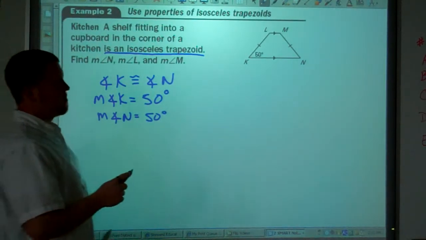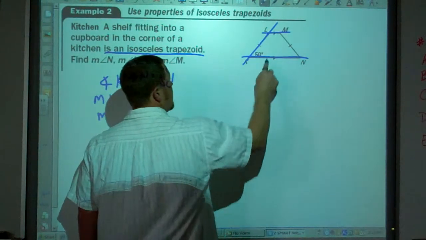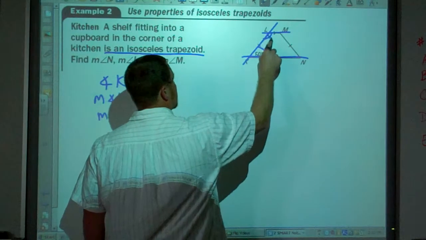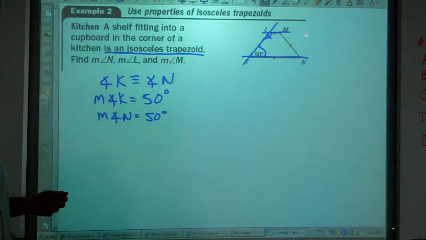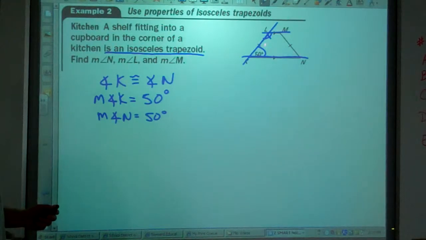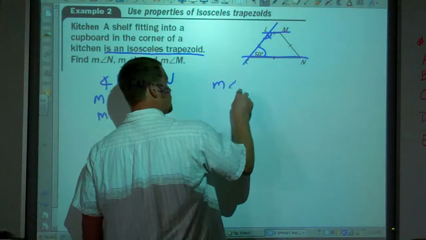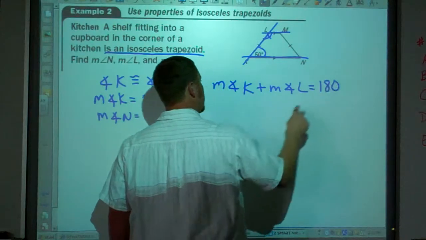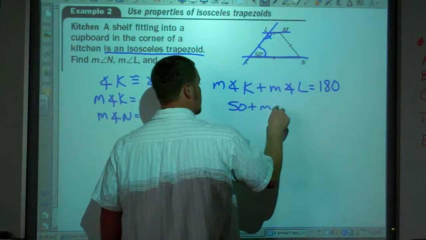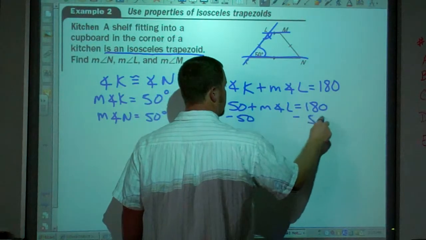Alright? Now, if we think back to chapter 3, we got our parallel lines here. Here's our transversal. We have a 50 degree angle here, and this angle here. What kind of angle pair relationship? Those are consecutive interior angles. When you have parallel lines, consecutive interior angles are supplementary. So angle K plus the measure of angle L has to equal 180. K is 50, so the measure of angle L has to be 130 degrees.